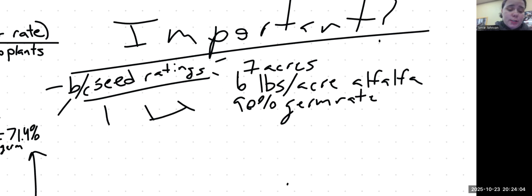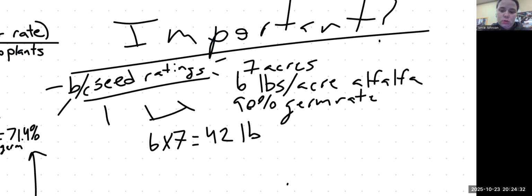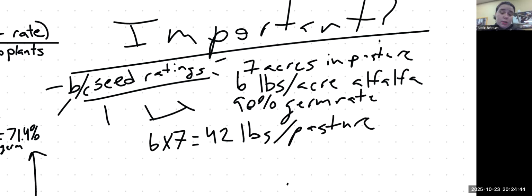6 pounds for 7 acres. 6 times 7 is how many pounds total? Let me check. I should know this math. It's been a while since I've done math in my head. I also can't see pictures in my head, so fun fact. Makes mental math hard. 42 pounds. So we have 42 pounds for the whole pasture.